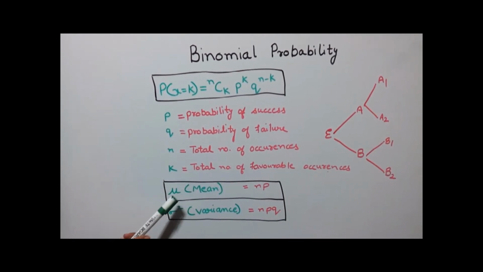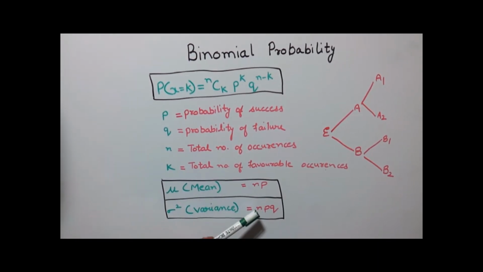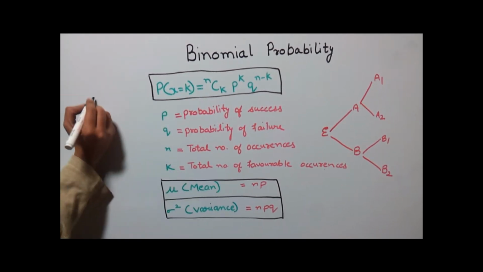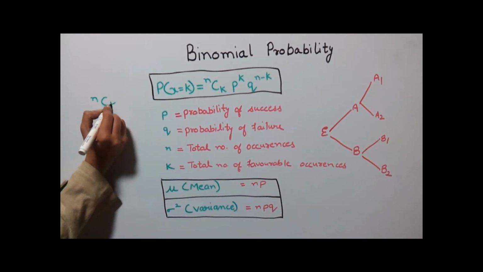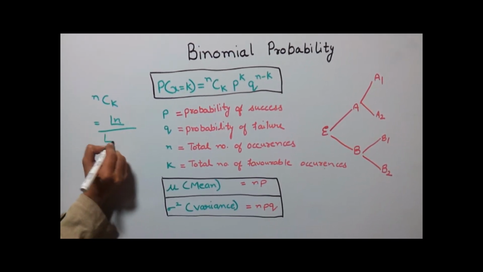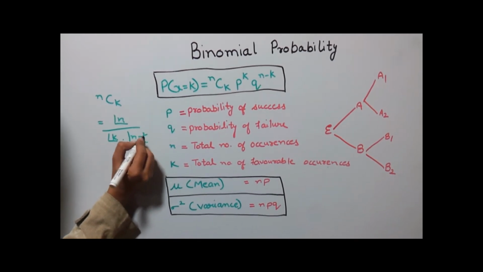If you need to calculate the mean, then it is equal to N into P, and for variance it is NPQ. Now NCK is calculated as factorial N divided by factorial K into factorial of N minus K.